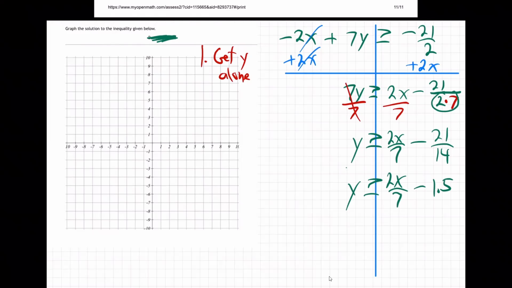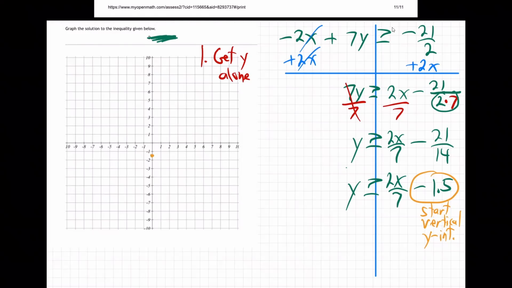So now we're ready to graph on that one. Now we can do it. So what do we do from here? Now we start with the number off to the right. We just made it a decimal, basically. And we start with that number, and that is the vertical y-intercept, isn't it?